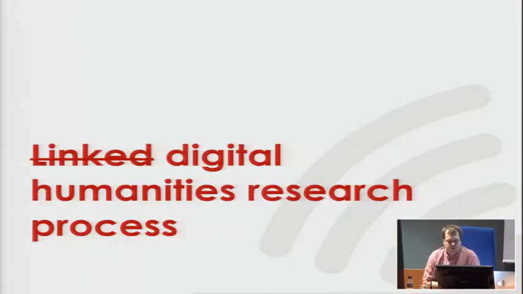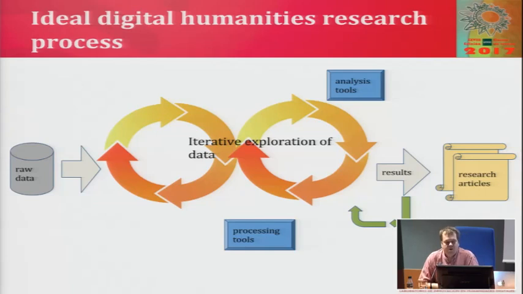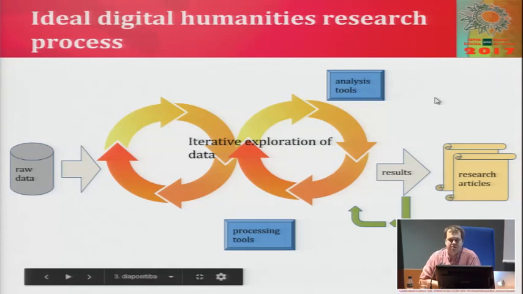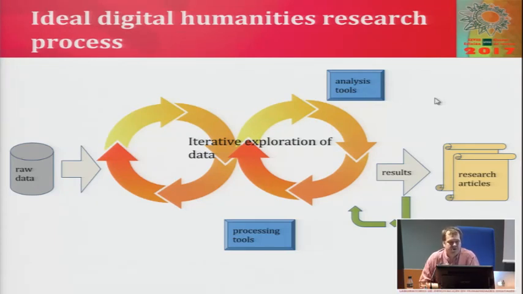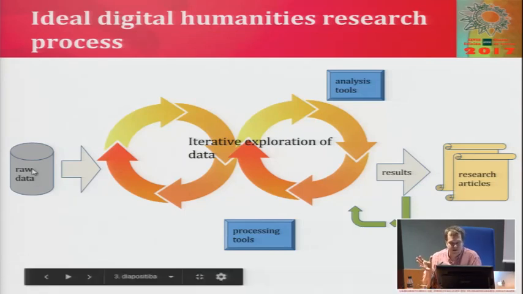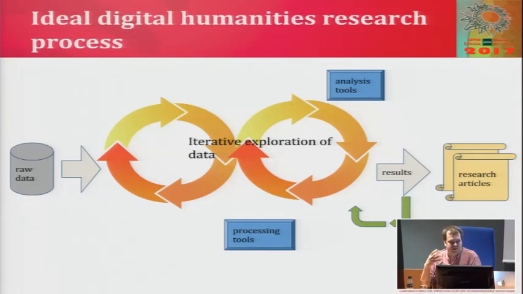But before we can get to linked digital humanities, I find it prudent to look at digital humanities in itself. So if you look at an abstract schematic of the ideal digital humanities research projects, I would say that it is humanities research. So you are interested in getting humanities insight from digital collections of data. So you start with some data, and then you have some processing and analysis tools that you can apply on that data, and you very often do this iteratively. So you explore the data, seeking to find some humanistically interesting outcome from it.